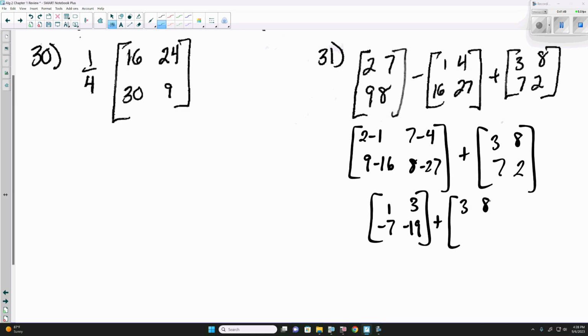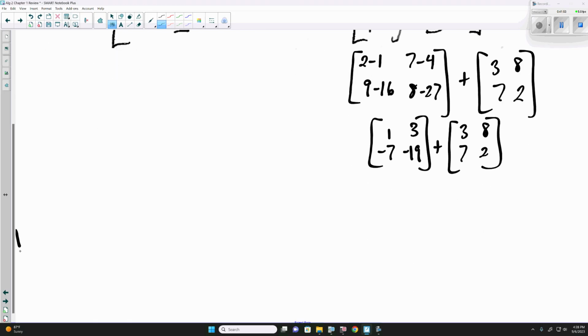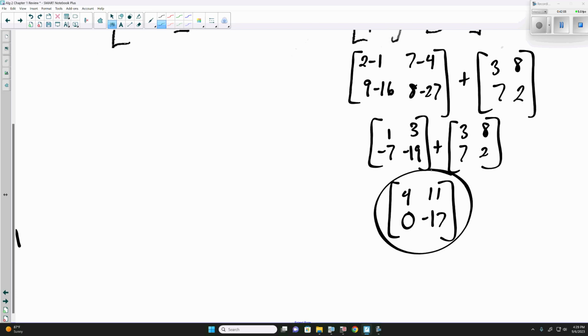And we're going to add to it 3, 8, 7, 2. Well, 1 plus 3 is 4. 3 plus 8 is 11. 7 plus -7 is 0. And -19 plus 2 is -17. So we get this here.